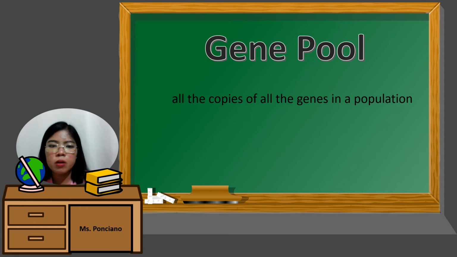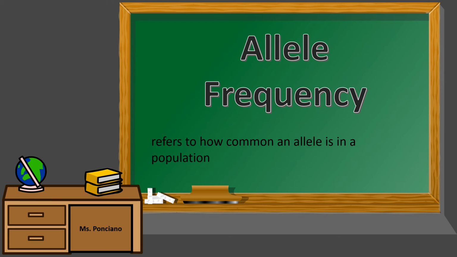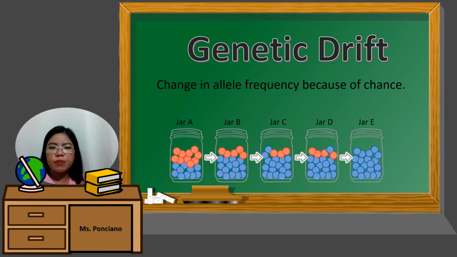The gene pool simply means the copies of all the genes in a population. Next term is allele frequency. It refers to how common an allele is in a population or how frequent a certain trait or characteristic occurs in a population. Genetic drift means change in allele frequency because of chance.